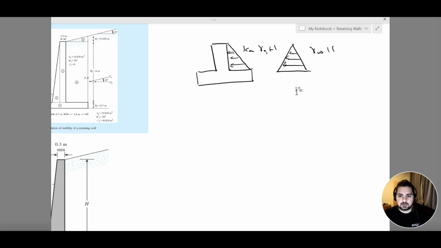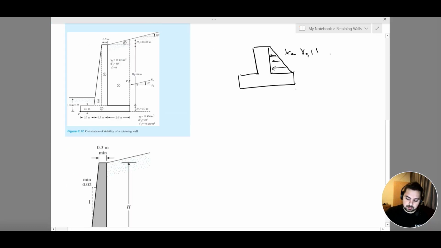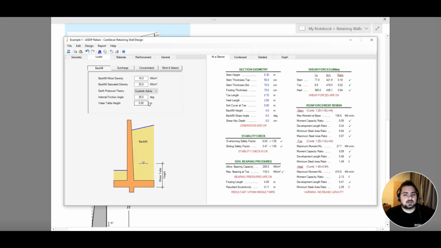So let's draw it in a better fashion. Okay, gamma water times H. However, here we said again we do not have any information with respect to our gamma water, so we are going to put it as 0.